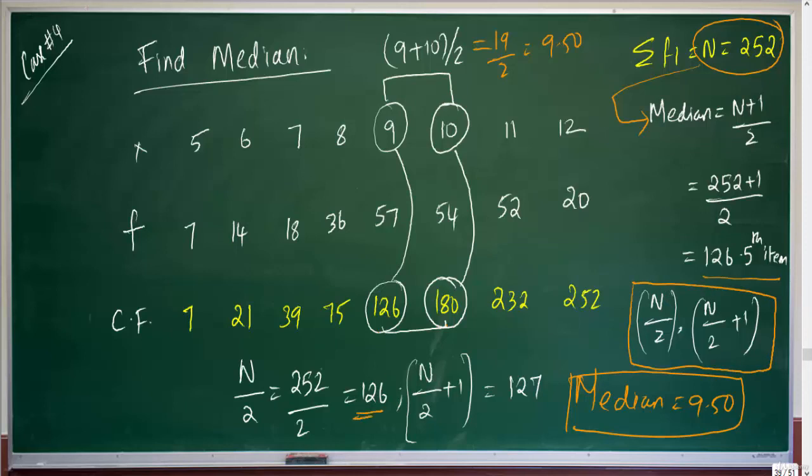So we got the values as 126 and 127, and their corresponding x are 9 and 10. This 127 is actually linked with 180 because it is greater than 126. So for 180 the corresponding x is 10, and for 126 the corresponding x is 9, and we have to take the average, that is (9 plus 10) by 2, so it is 9.5. Hence we got the median as 9.5.